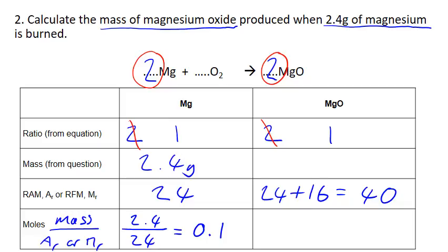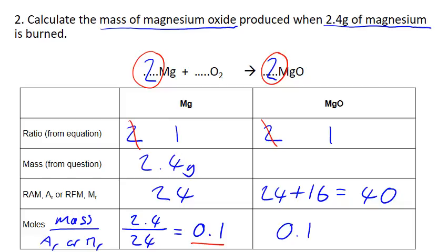Okay, now looking back to the ratio, which was 2 to 2, but I simplified down to 1 to 1. So that means that 1 mole of magnesium makes 1 mole of magnesium oxide. I'm not using 1 mole, I'm actually going to be using 0.1 moles. So 0.1 moles will make 0.1 moles of magnesium oxide.